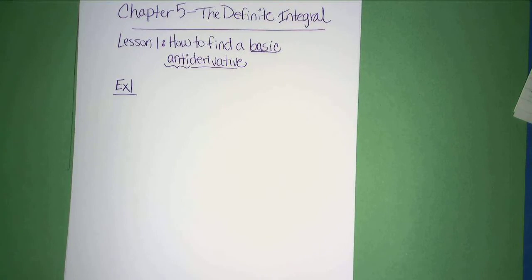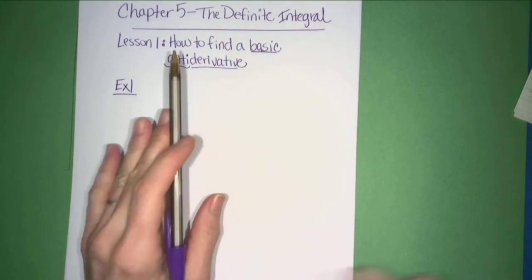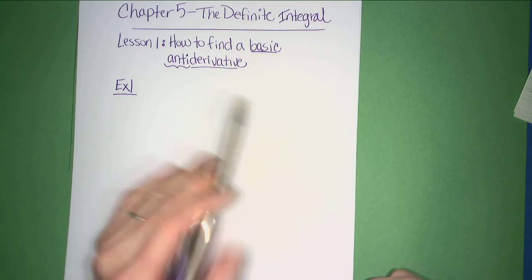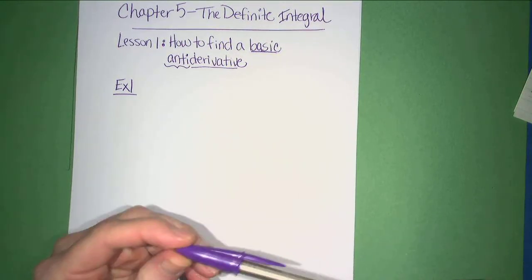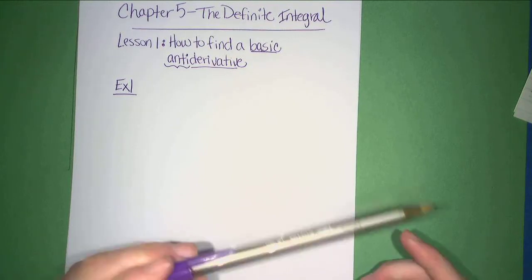Now, Chapter 5 is one of my favorite chapters because it builds and it builds and it builds, and then all at once everything kind of comes together. In this lesson, we're just going to be doing the skill of antidifferentiation, and I'm going to be giving you some notation that's not quite going to make sense yet, but I promise in the next few lessons over the next week it will make sense.